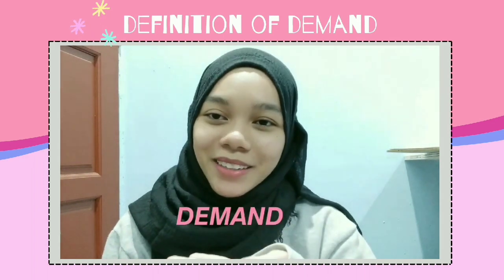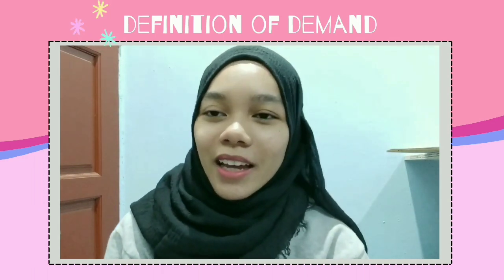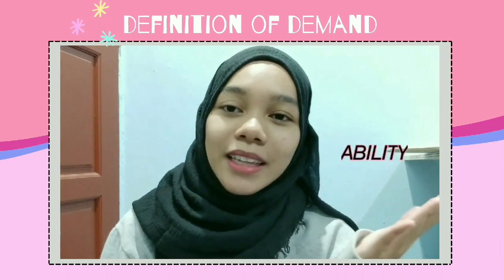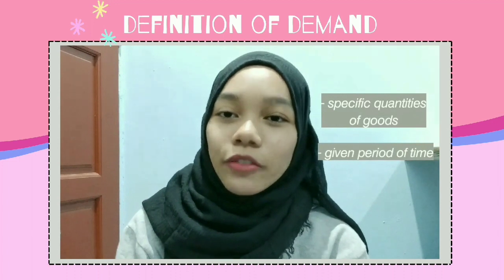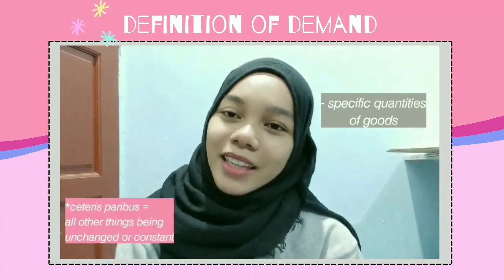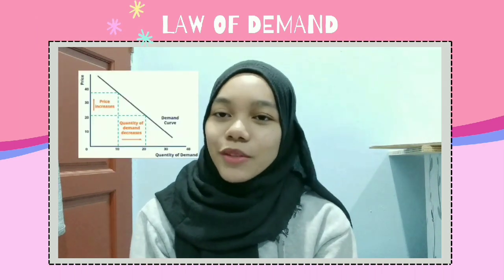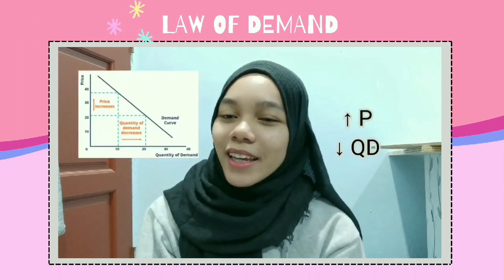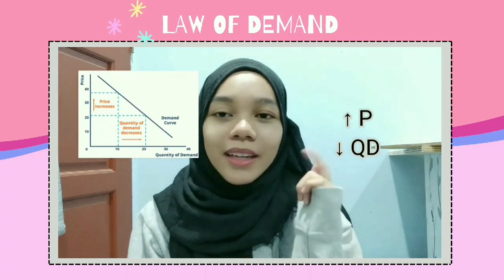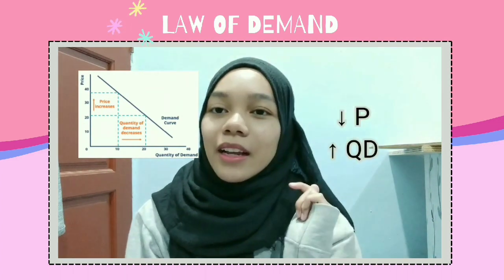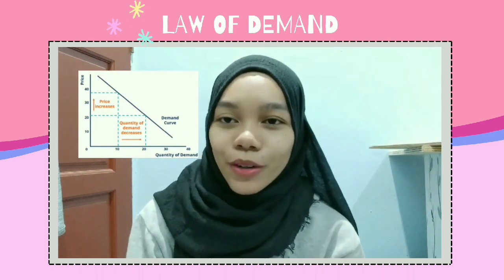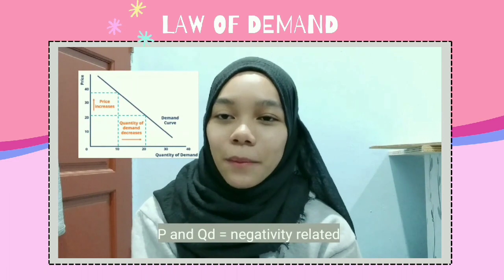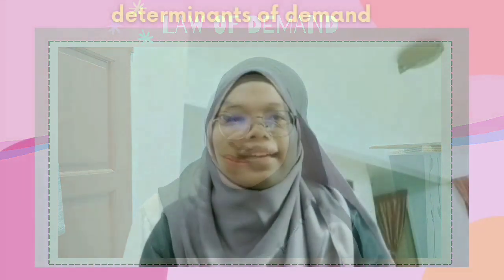Now we are going to discuss the theory of demand. So what is demand? In economics, demand is defined as the ability and willingness to buy specific quantities of goods in a given period of time at a particular price, ceteris paribus. Next, the law of demand. As you can see in this graph, the higher the price of a product, the lower the quantity demanded, and the lower the price, the higher the quantity demanded. We can conclude that price and quantity demanded are negatively related.